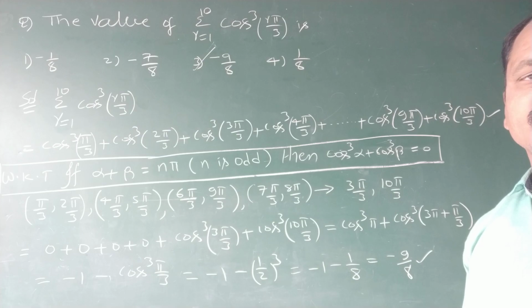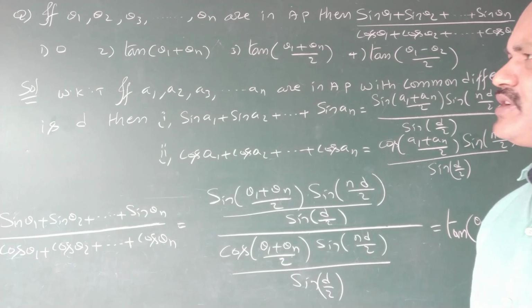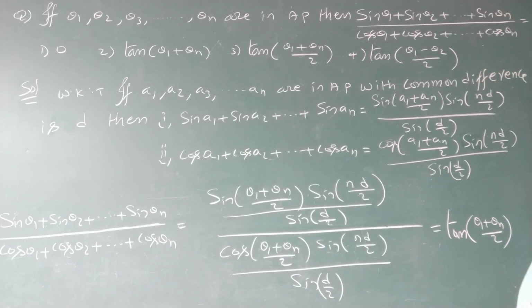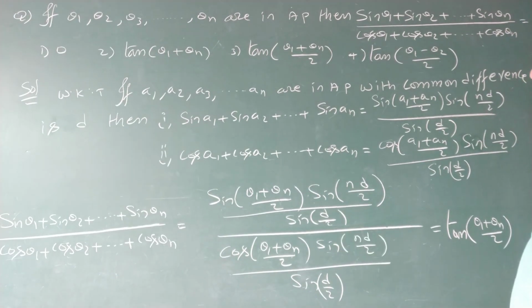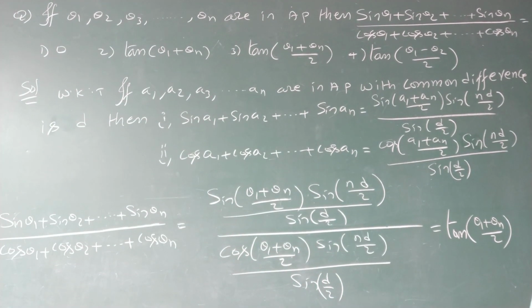Now we are going to the next question. If θ1, θ2, θ3 and so on up to θn are in AP, then (sin θ1 plus sin θ2 plus sin θ3 plus so on plus sin θn) whole by (cos θ1 plus cos θ2 plus cos θ3 plus so on plus cos θn) is equal to: first option 0, second option tan(θ1 plus θn), third option tan((θ1 plus θn)/2), and fourth option tan((θ1 minus θ2)/2).